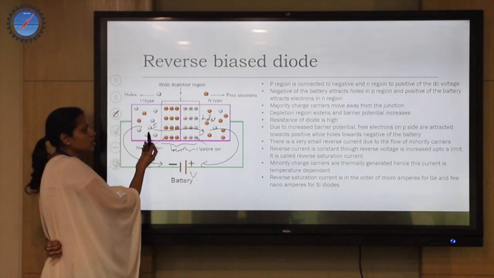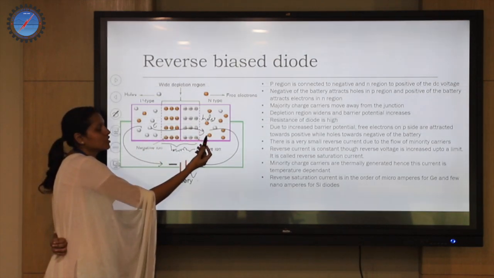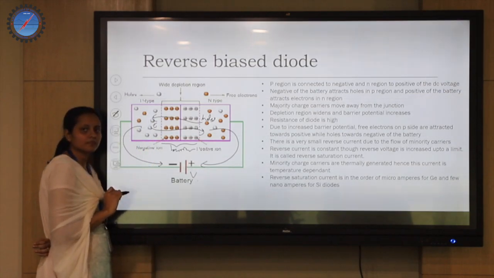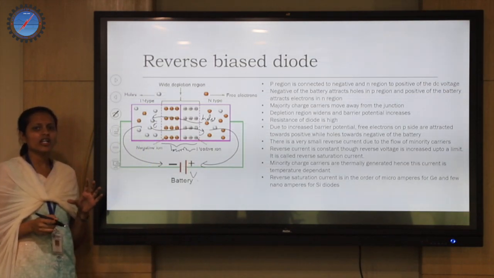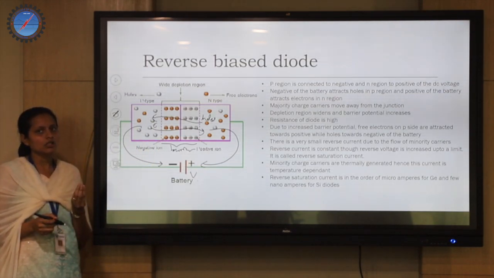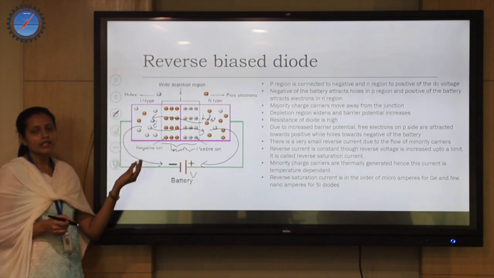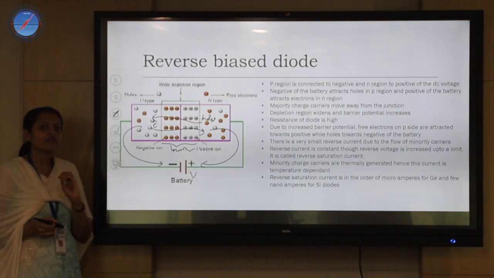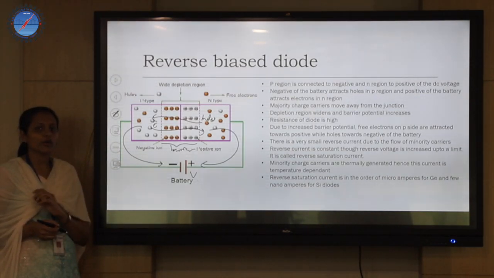So the electrons which are minority here will cross the junction and the holes which are minority here cross the junction. Since they are minority, where they are very small in number, though they flow, the current due to it will be very, very less. This is called as reverse current. There is a very small reverse current flowing in a diode.